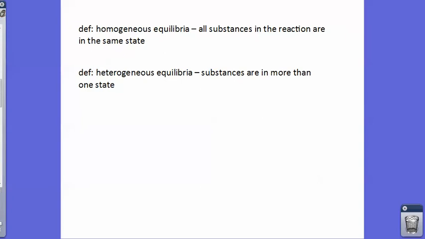So there are actually two different types of equilibrium. We have homogeneous equilibria, where we have substances all in the same state. So if we had a reaction where everything was a gas, it would be considered homogeneous equilibria. If we had gases and liquids, or gases and something else, or anything else really, it would be heterogeneous because you have the mixture. Both types of reactions can occur.